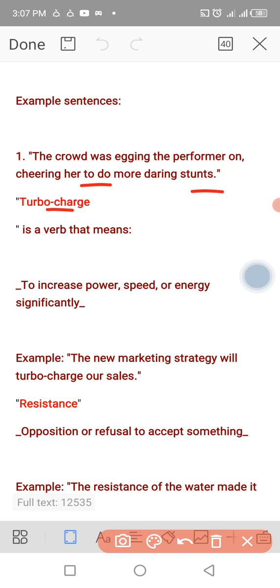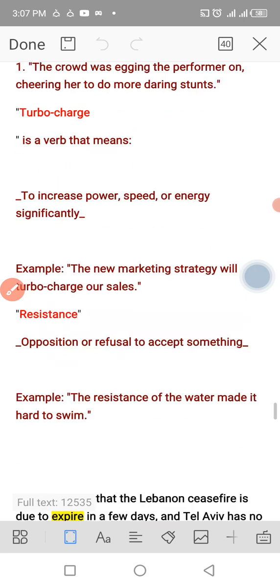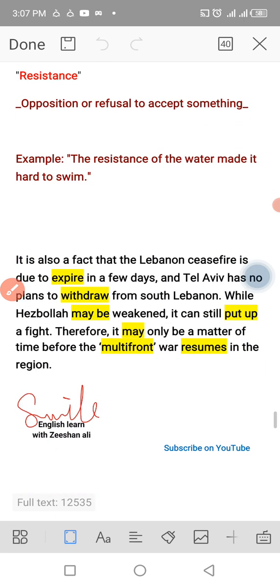Turbocharge is a verb meaning to increase power, speed, or energy significantly. The new marketing strategy will turbocharge our sales. Resistance is opposition or refusal to accept something. The resistance of the water made it hard to swim.